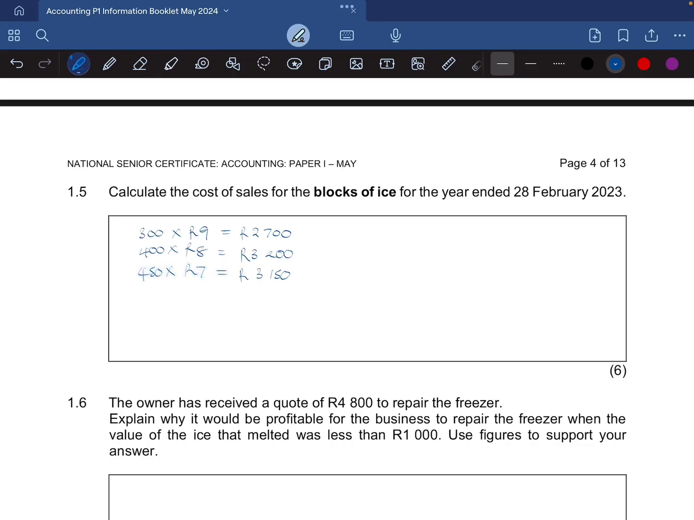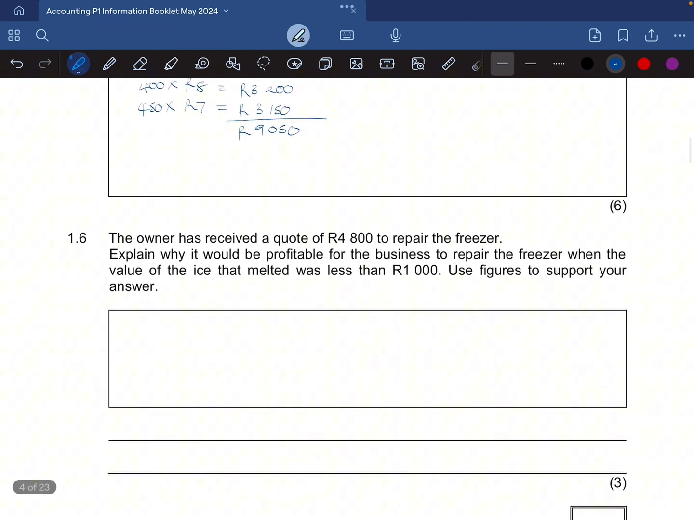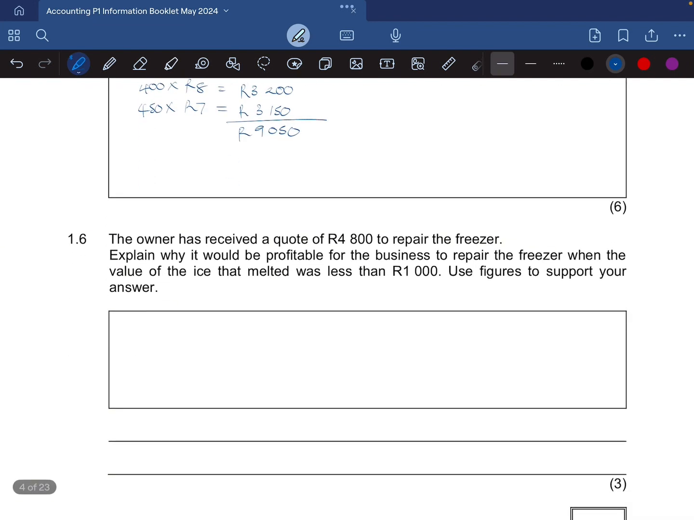So 450 multiplied by 7 rands per unit, which is 3,150. Now we're going to determine the total cost of sales. It's 3,200 plus 3,150. So that is going to be 9,050 worth of sales.